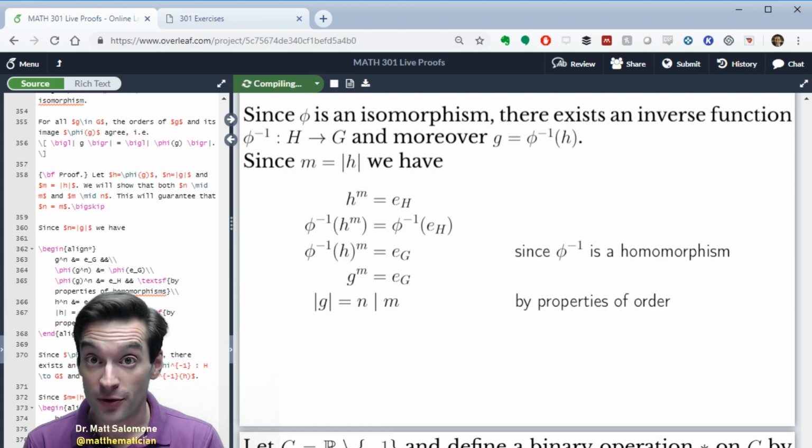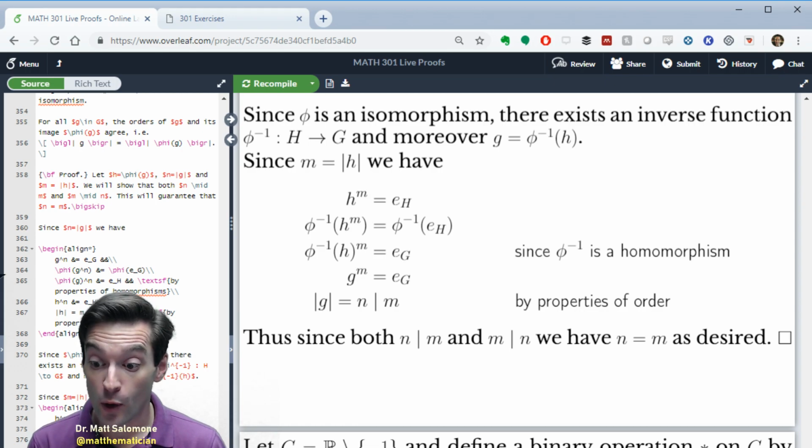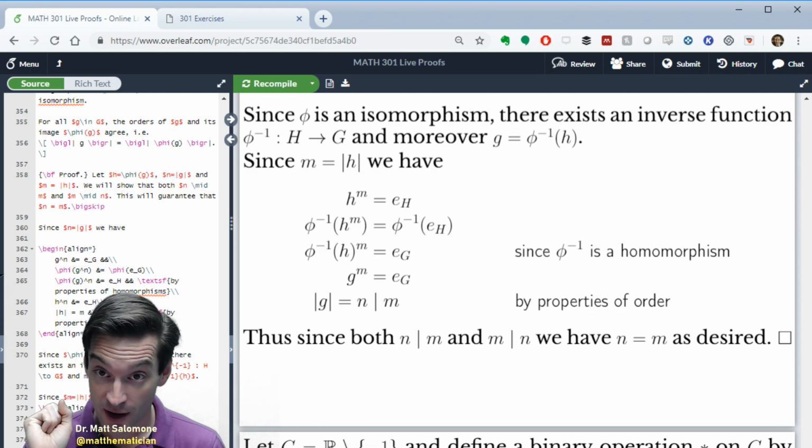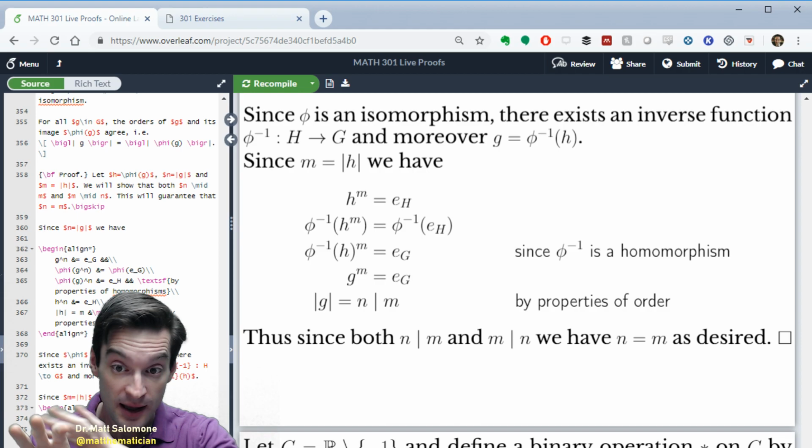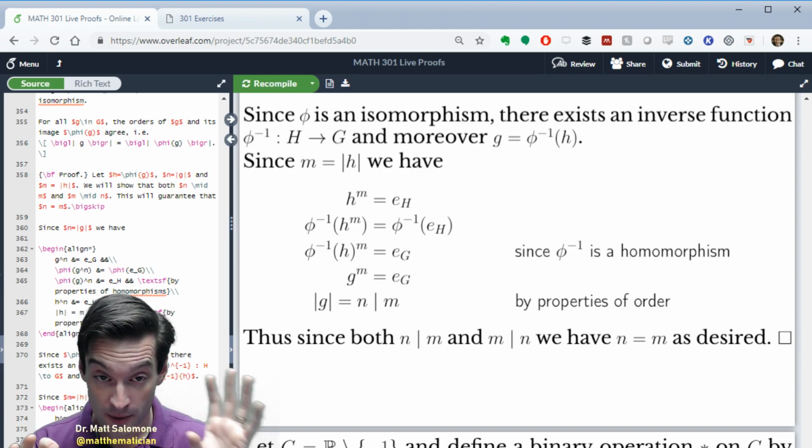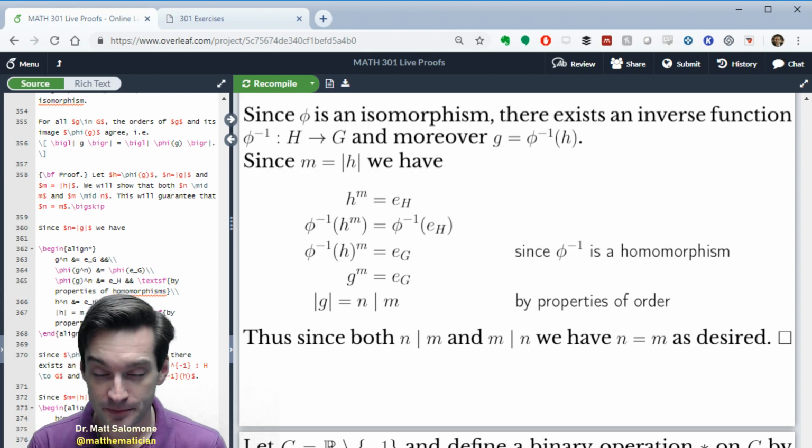And that gives us a proof that homomorphisms preserve the order of elements. If you give me an element of a given order in a group G, its image under an isomorphism will have exactly the same order as the element G had.